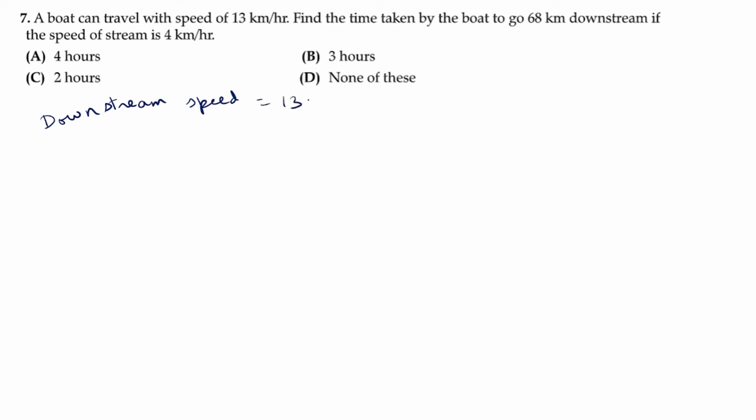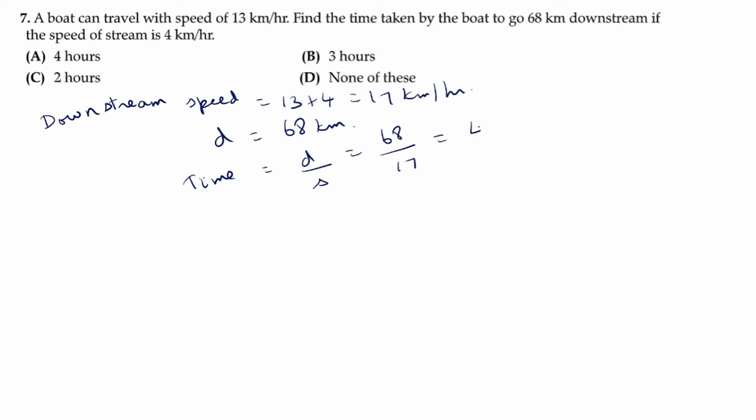This is equal to 13 plus 4, which is 17 km per hour. And the distance is 68 km. So the time will be distance by speed. So it is 68 upon 17, which is equal to 4 hours. So the correct option is option A.